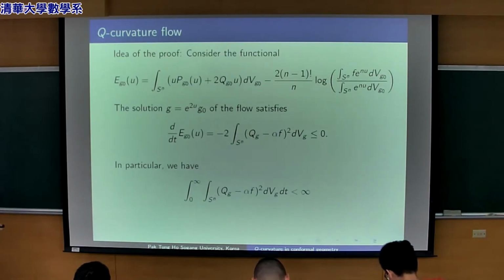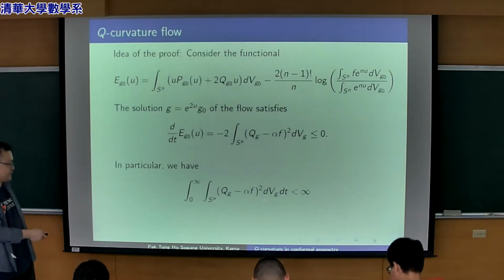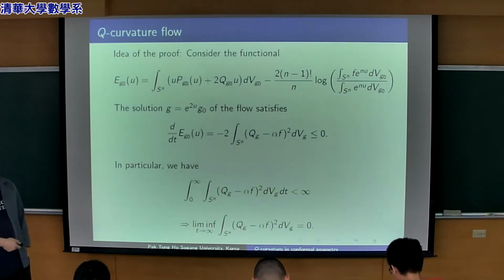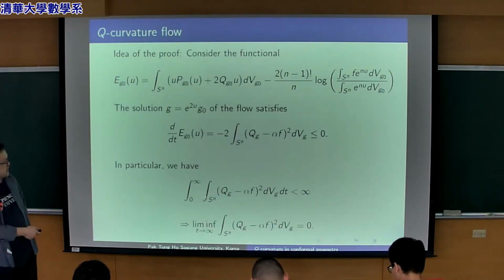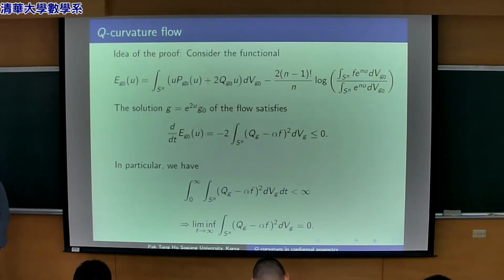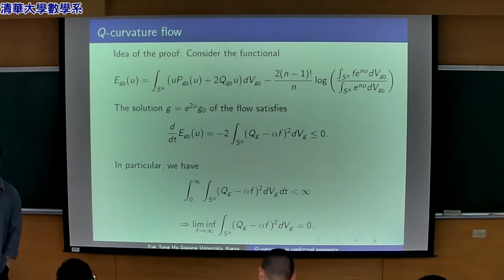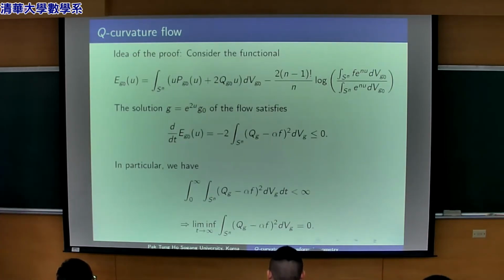Going back to analysis, we know that the liminf of the L2 norm is 0. If you have a function such that its integral from 0 to infinity is finite, then the liminf is 0. But when we want to prove convergence, we want to prove that the limsup is 0. But from this very basic machinery, we already get the liminf being 0. So this is the first idea of the proof.